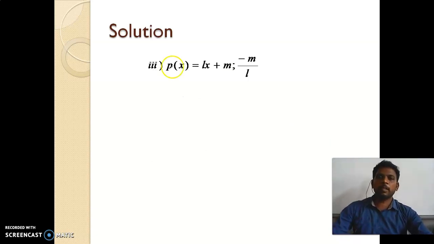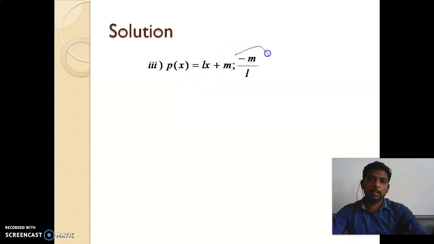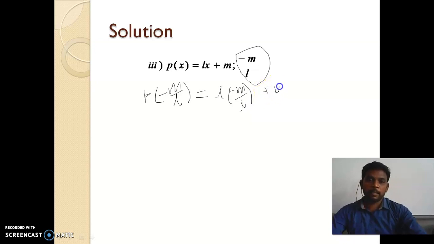The next one, p of x equal to lx plus m. And we are going to check whether minus m by l is the 0 of this polynomial or not. Again replace instead of x. So p of minus m by l equal to l into, instead of x, again minus m by l. Here I am writing through the mouse, that's why it is coming like this, and plus m. So equal to, now multiply these two.